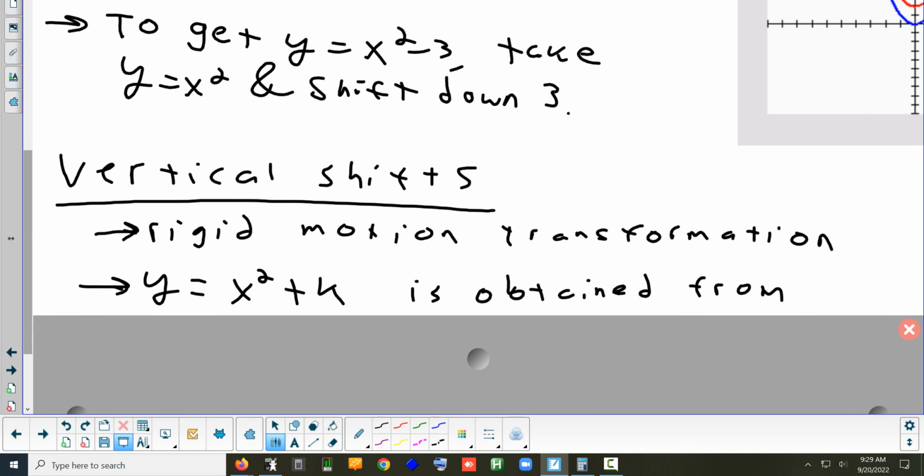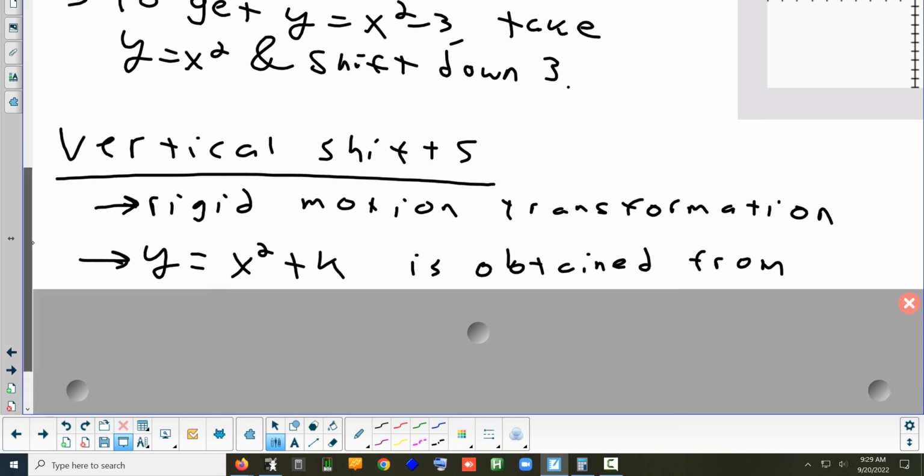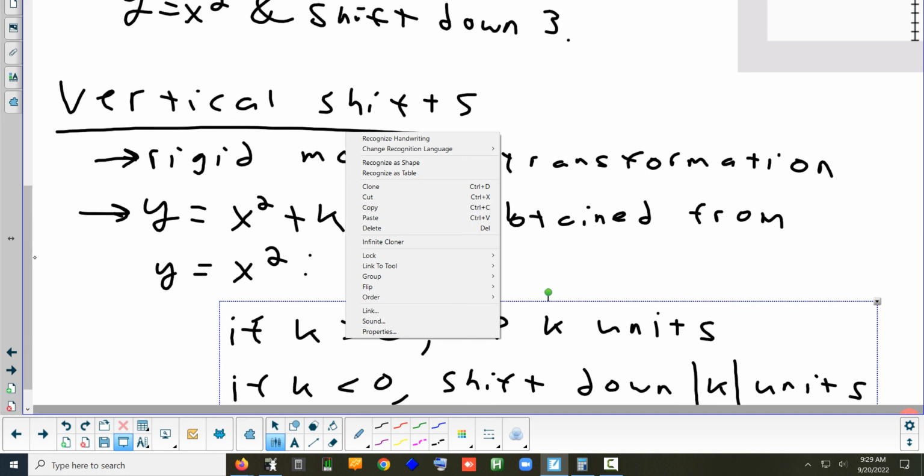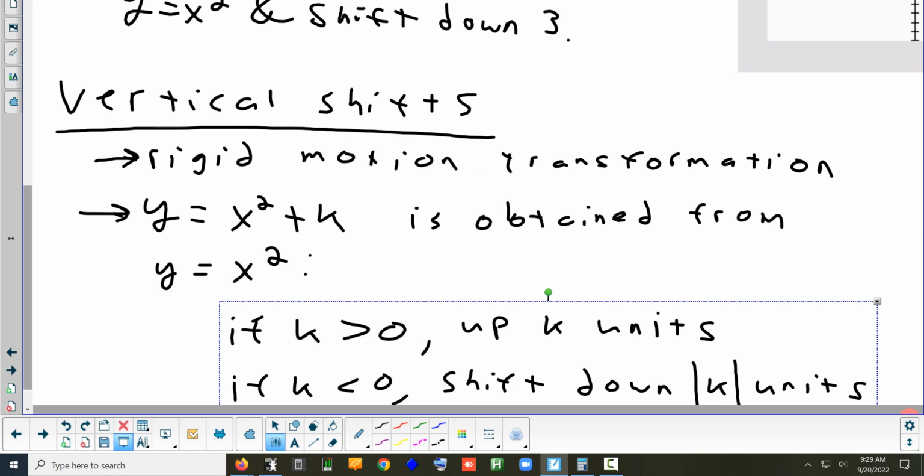So these are vertical shifts, which means something moves up or down without distorting the image in any way. I'm just summarizing it. If you put a number greater than 0 on the end, that'll shift it up. A number less than 0, like -7, that'll shift it down.